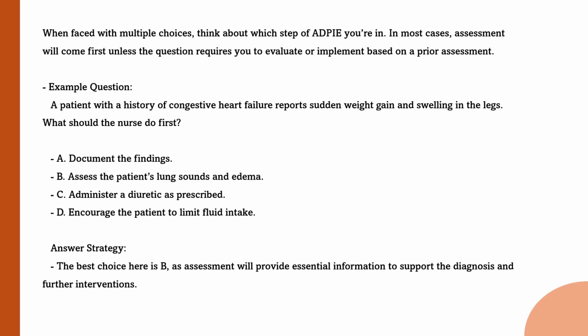You understand? So let's look at the options. A, document the findings; B, assess the patient's lung sounds and edema; C, administer a diuretic as prescribed; D, encourage the patient to limit fluid intake. B would be the correct answer because that is the way I can see if there's something I need to intervene with right now. Imagine I listen to the lung sounds and there's a problem, then I know I need to intervene now. You understand? So B, assessment, right?